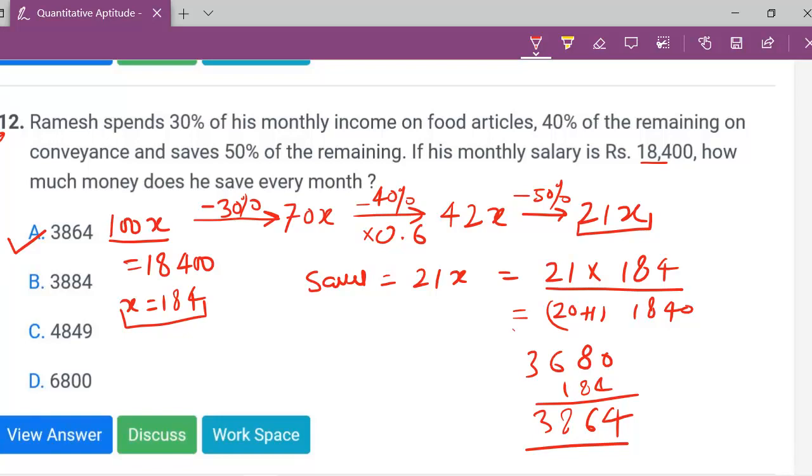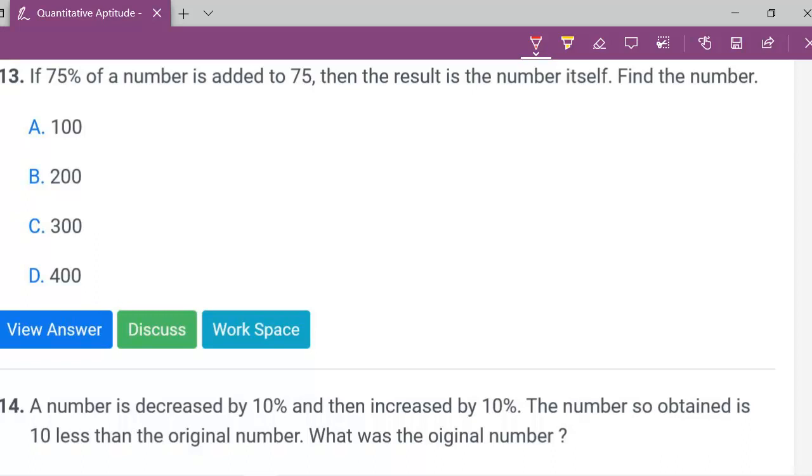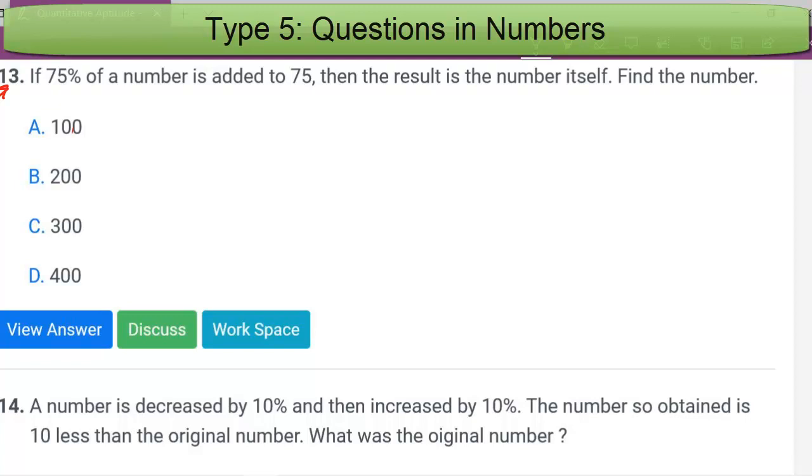So let's move to the next question, which is again of a different type. Question number 13, which says: if 75% of a number is added to 75, then the result is the number itself. Find the number. Again, you have to just find out what equation is to be made on the basis of this particular statement, and accordingly you will solve this question.